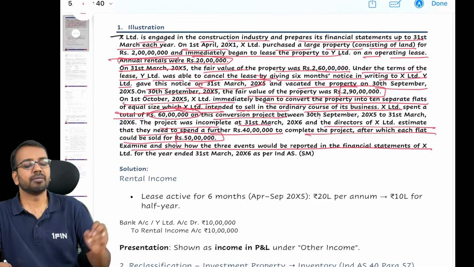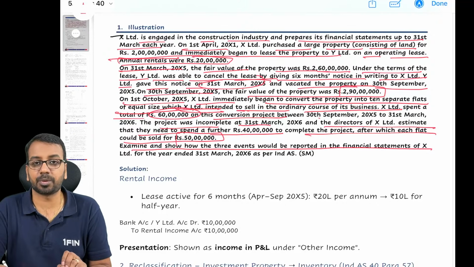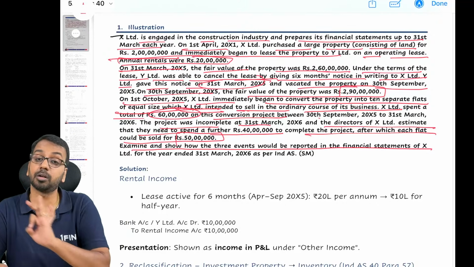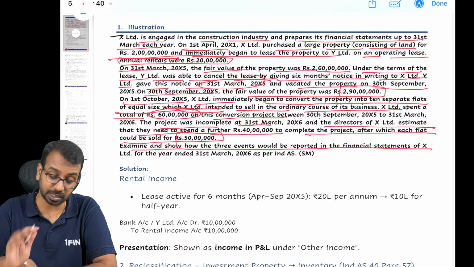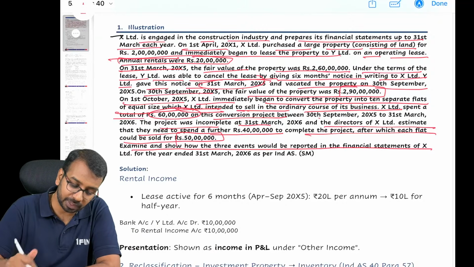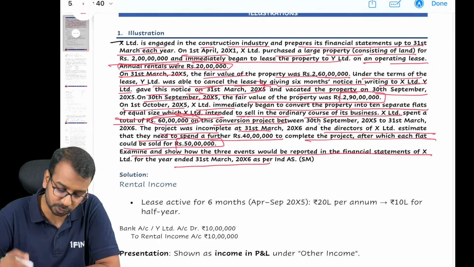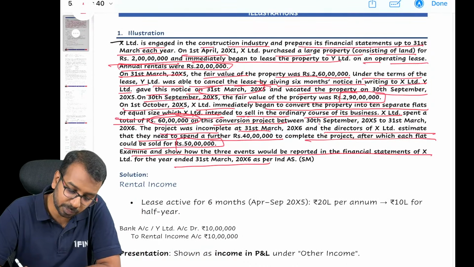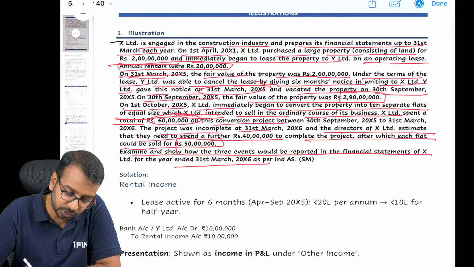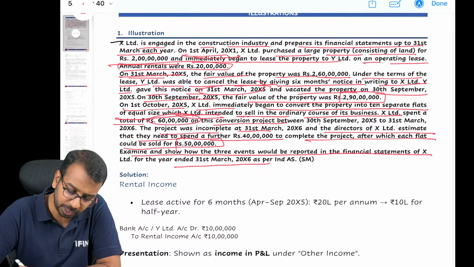First and foremost, fair value. Do we do fair valuation of investment property? No. Please keep this in mind. No fair valuation. Okay, that's the first thing. Second thing, whatever lease amount has been received, so they are saying for the year ended 31st March of year 6. They leased the property when? 1st April, they purchased and they began leasing. Okay, that's okay. On 31st March, fair value is given.